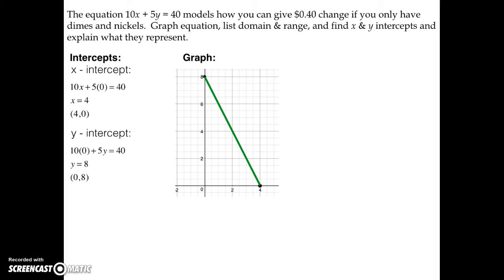I'm not going to put arrows on this one because I don't need them in terms of the domain and the range. So the domain is the possible x values. The lowest x value I can have is 0 because I can't have a negative number of dimes, and the biggest x value I can have is 4. The range, the lowest value I have is 0, and the highest value I have is 8.